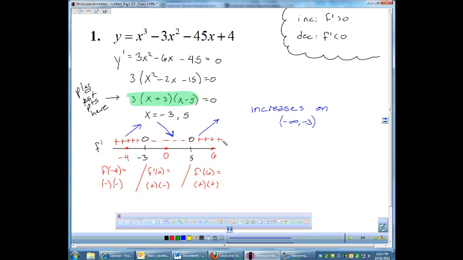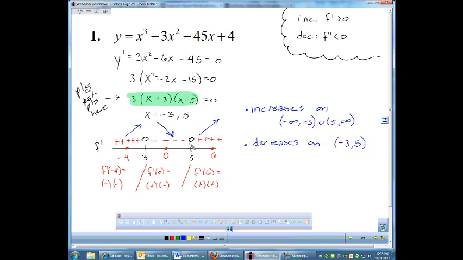That's where the positives ended. And then again from 5 to infinity. And then my function decreases on the interval -3 to 5. And I do like to use parentheses for your intervals of increase and decrease. So there's my interval of increase and decrease.